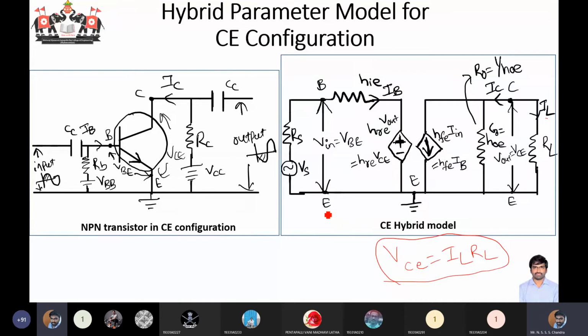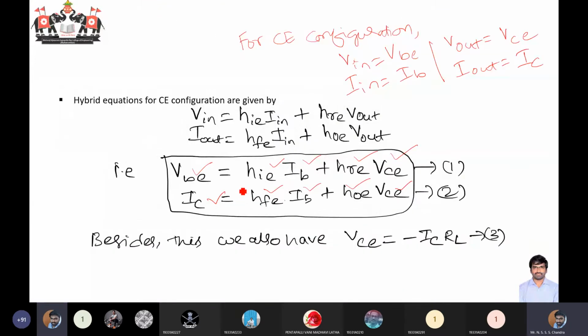Yes, right. Now if I represent IL as minus IC, can I write like this? So VCE is equal to minus IC into RL, right? Earlier we got that IL is equal to minus IC when we used the KCL equation. Same thing we are employing over here. So we got an equation VCE is equal to minus IC into RL.